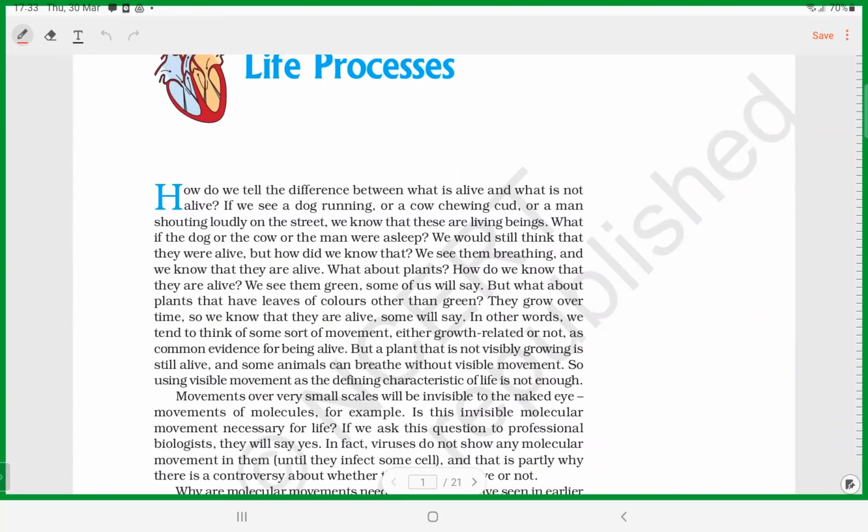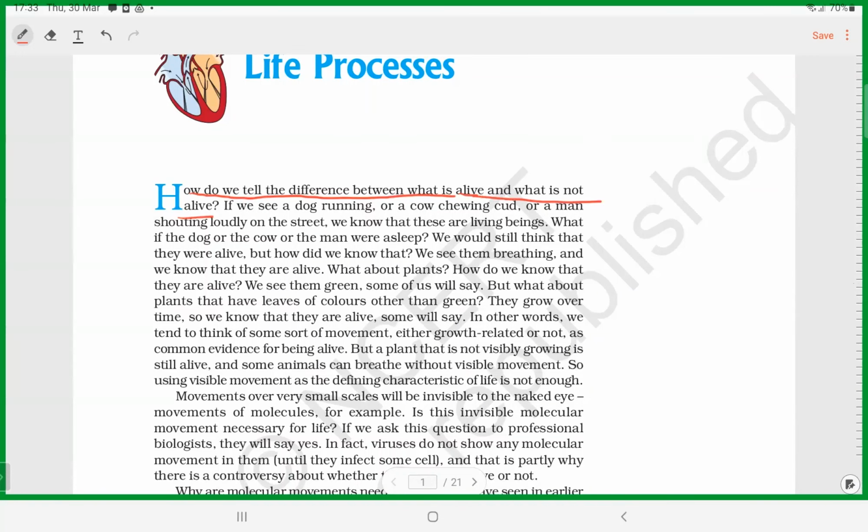So in yesterday's class, we just started the introduction, the important aspect of this particular topic, life processes in living organisms. This is what we discussed, and we addressed some questions also, like the in-text questions. What's the first question? Can someone read it? How do we tell the difference between what is alive and what is not alive?